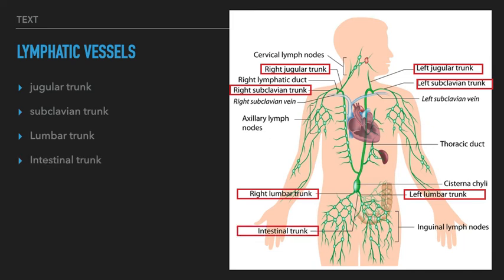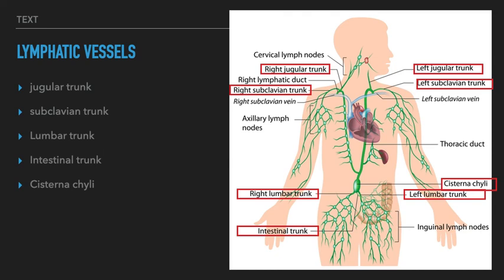You also have the intestinal trunk. This receives lymph from the stomach and intestine, as well as the pancreas and spleen. It's also going to empty into the cisterna chyli. And then here is that cisterna chyli. It's a dilated sac, as you can clearly see, at the lower end of the thoracic duct. Okay, and so that intestinal trunk and the lumbar trunks are going to flow here.